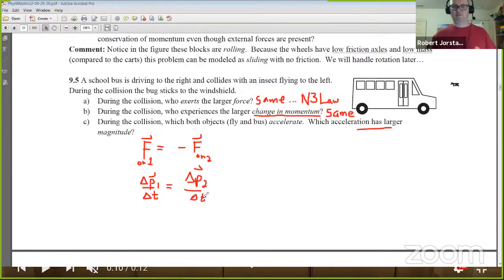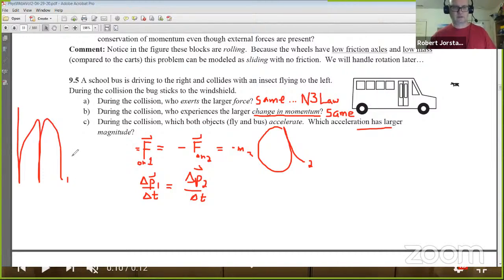But now we also know that this bug has a tiny mass, so it has a huge acceleration, right? Whereas over here, the bus has a huge mass, so it has a tiny acceleration. And so this makes sense. We've got to be careful when we're looking at part B.